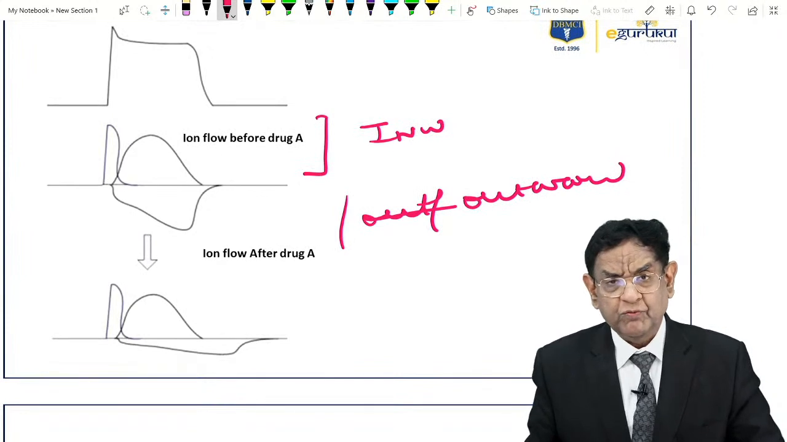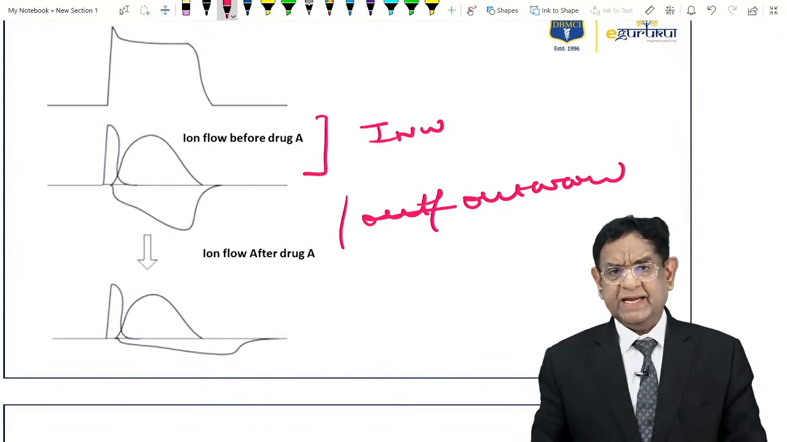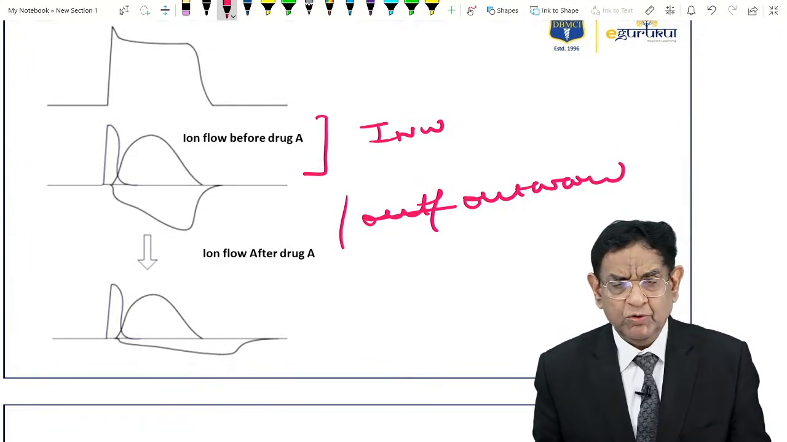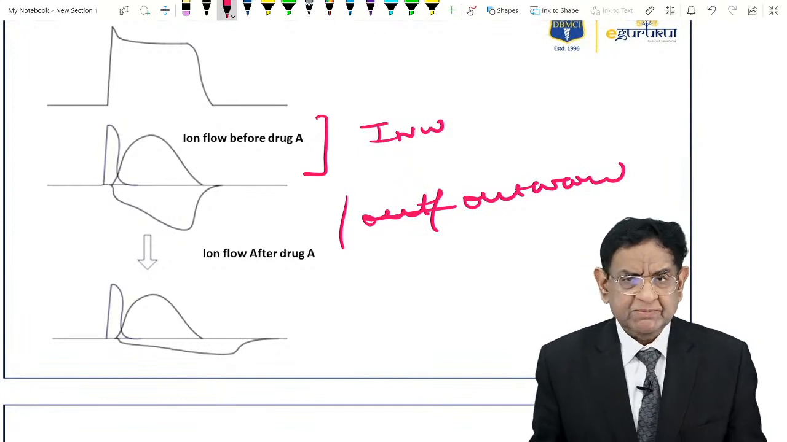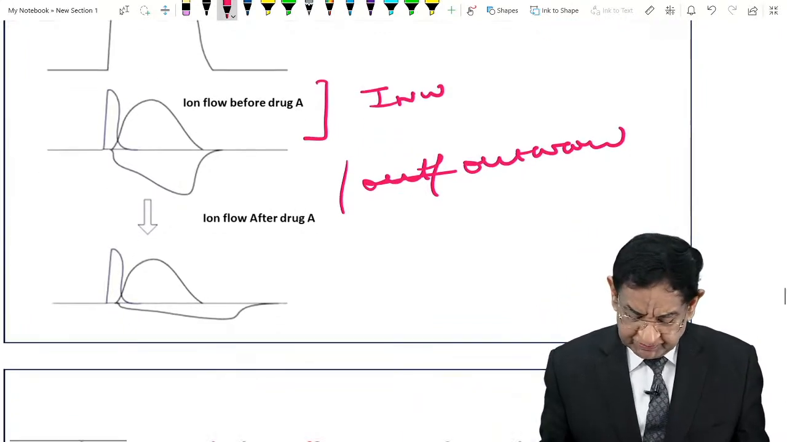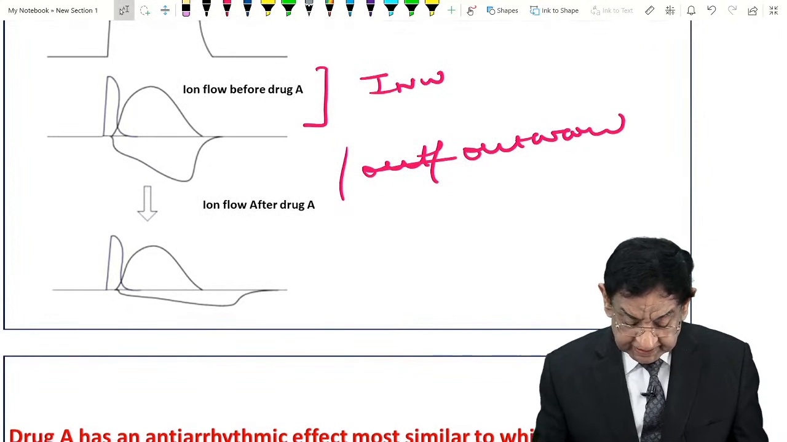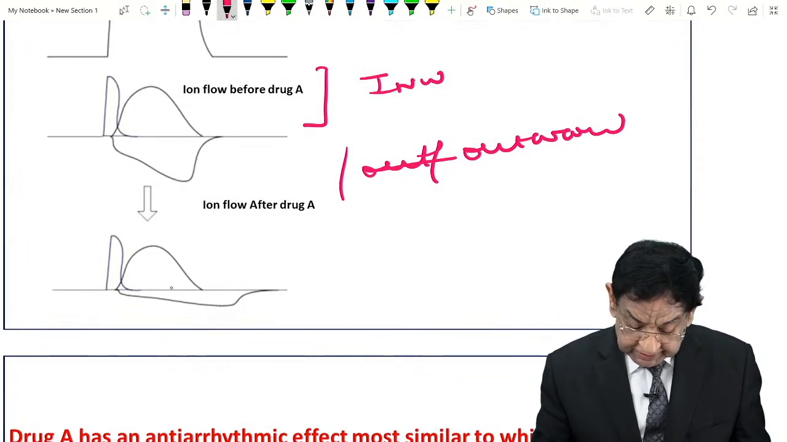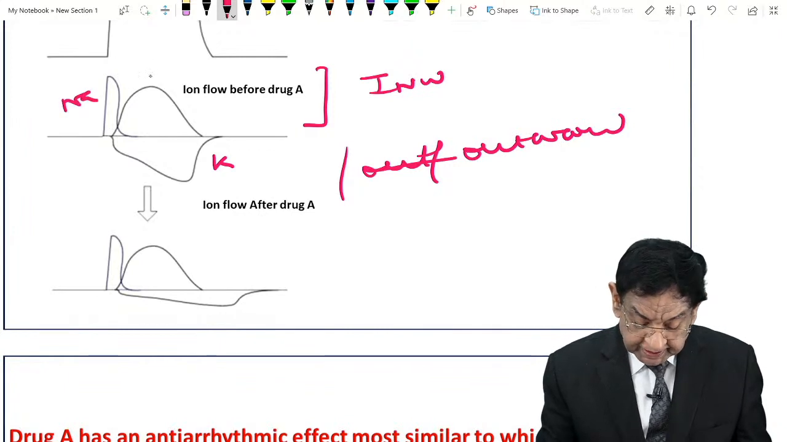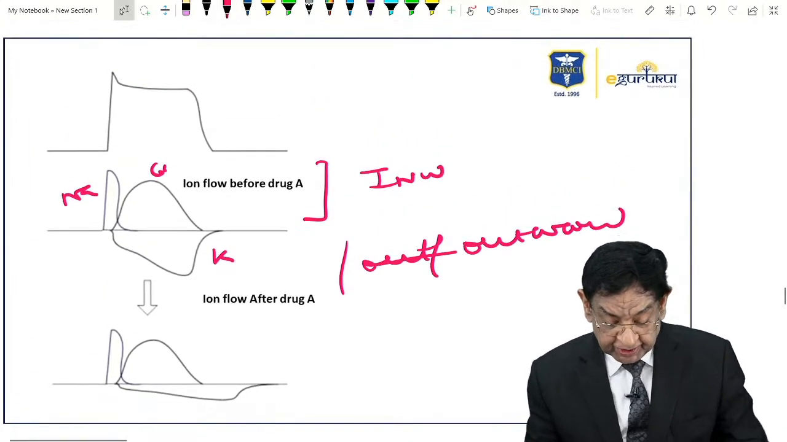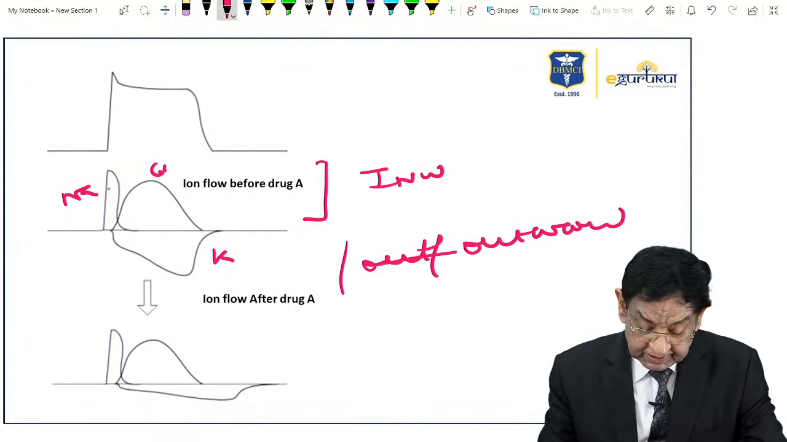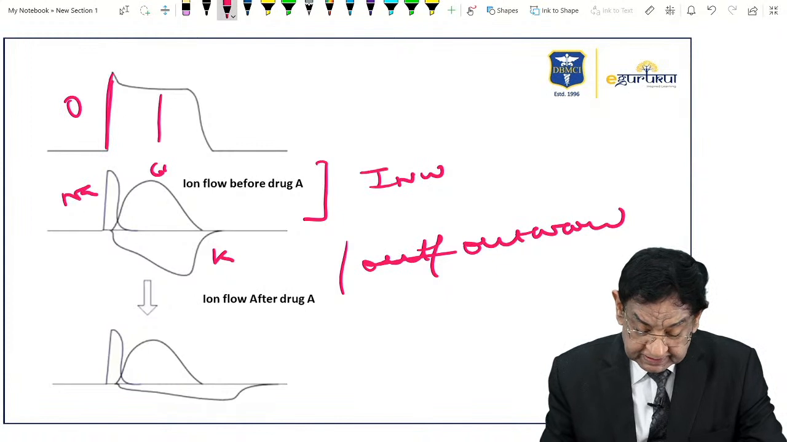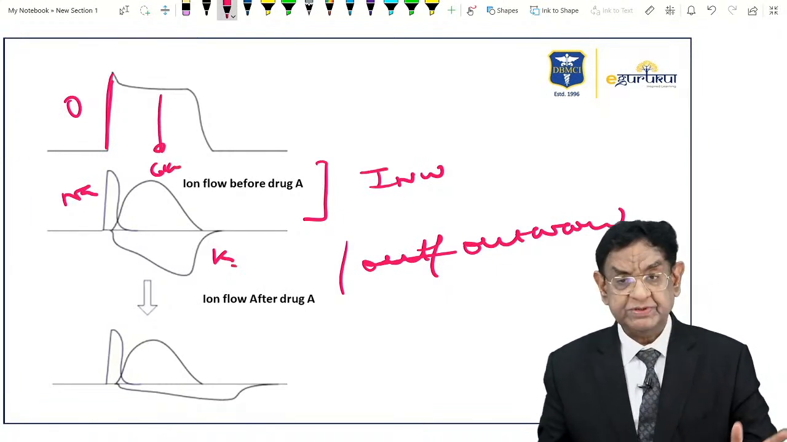What do we know goes on in the cardiac cycle? Sodium and calcium go in. Potassium comes out. So we can say in a very simple way, this coming out is potassium. This must be sodium and this must be calcium. Yeah, we know it very well. Look, stage 0 sodium. Yes, this is the calcium going in and this is potassium coming out. Simple.